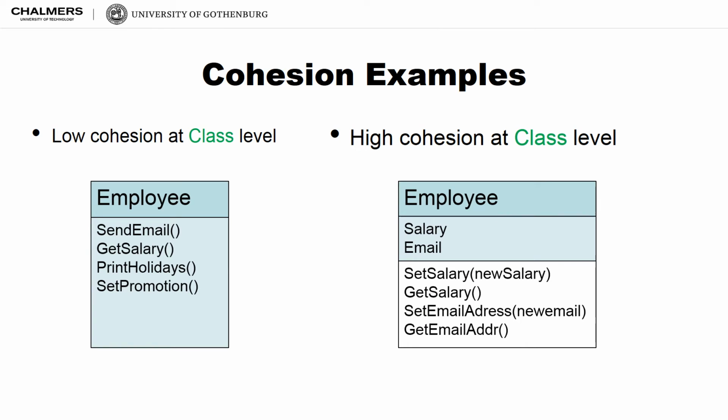Let's look at an example of cohesion. This design principle applies to all levels of software design. The example on this slide illustrates the cohesion principle at the level of an individual class. In the first picture, all methods within the class Employee are not related, but in the other picture, the methods are very well related with the attributes of the class itself. They are cohesive.